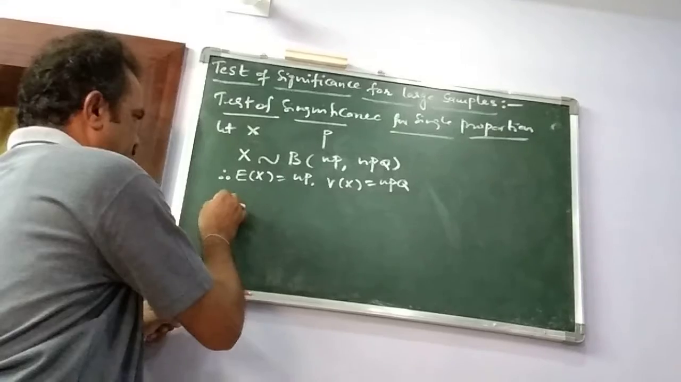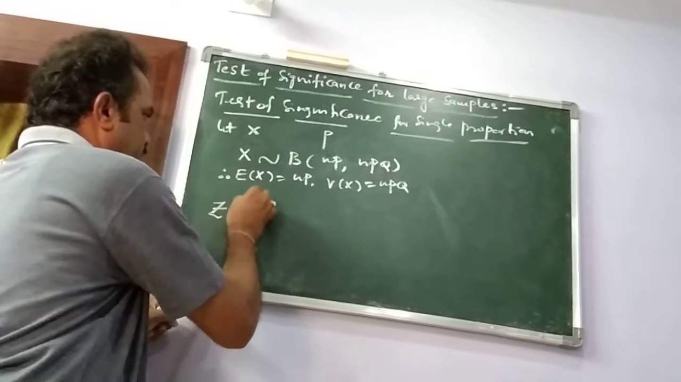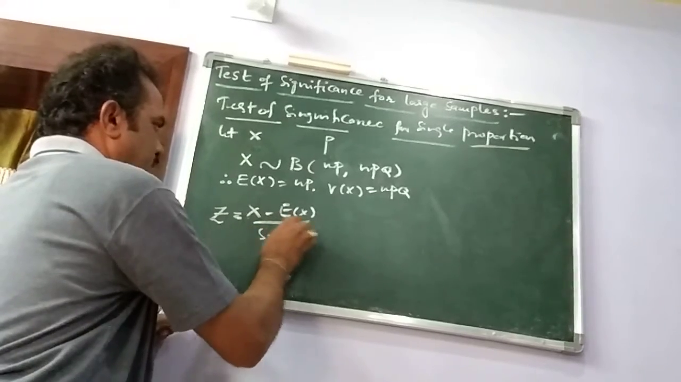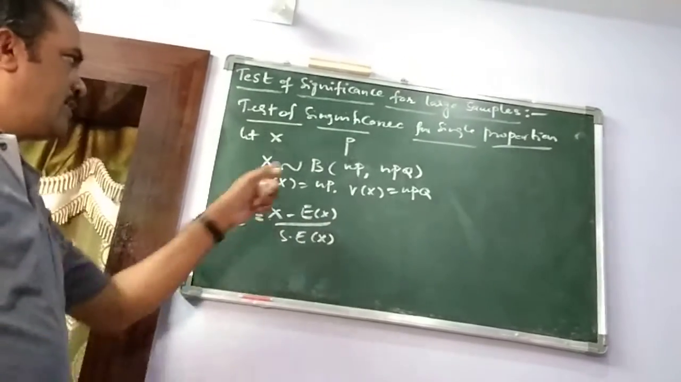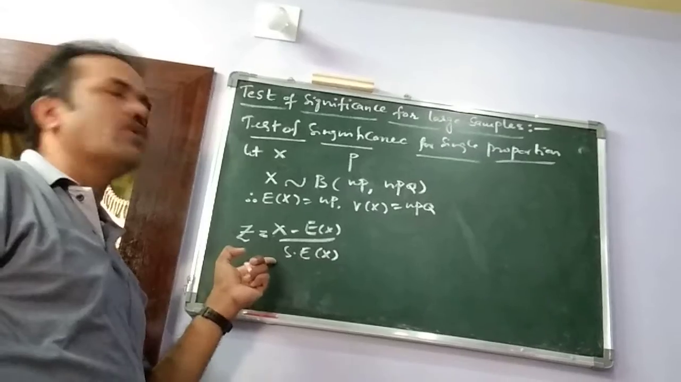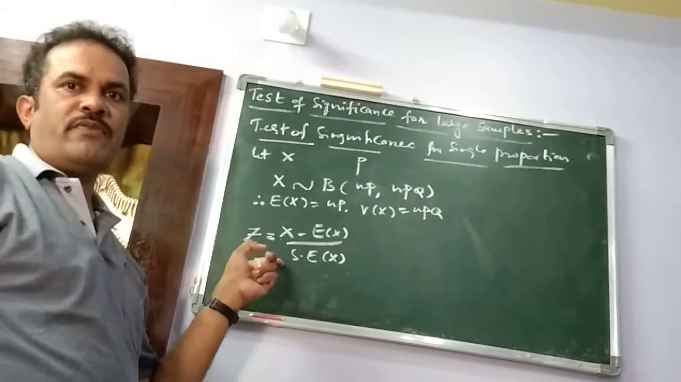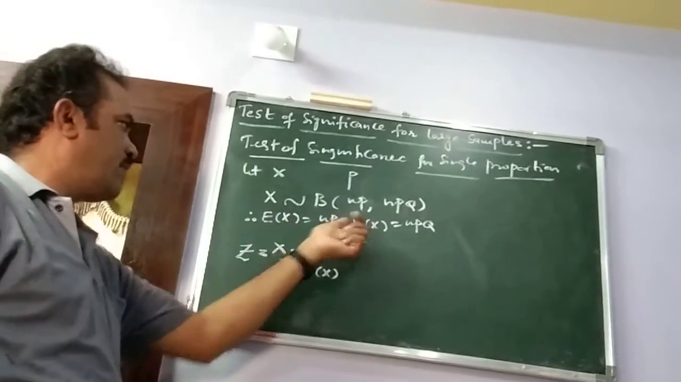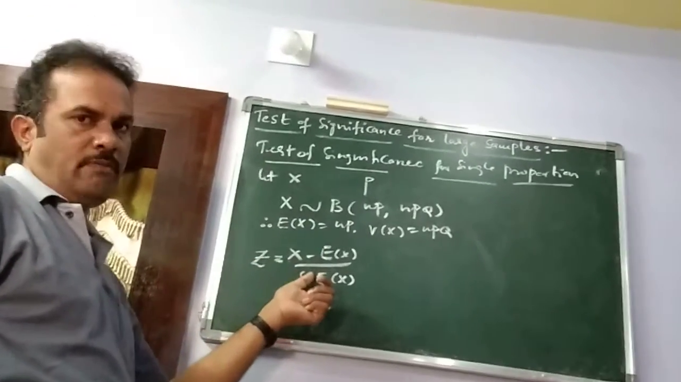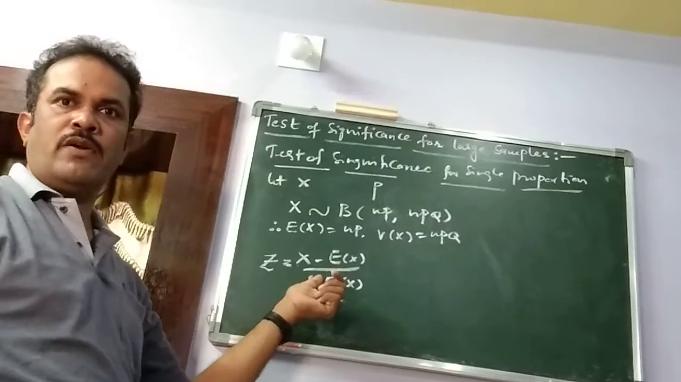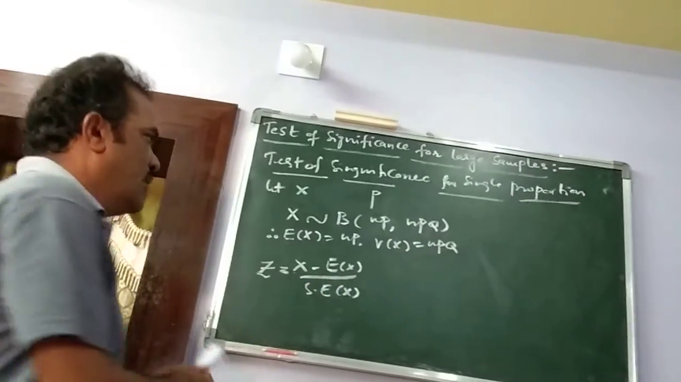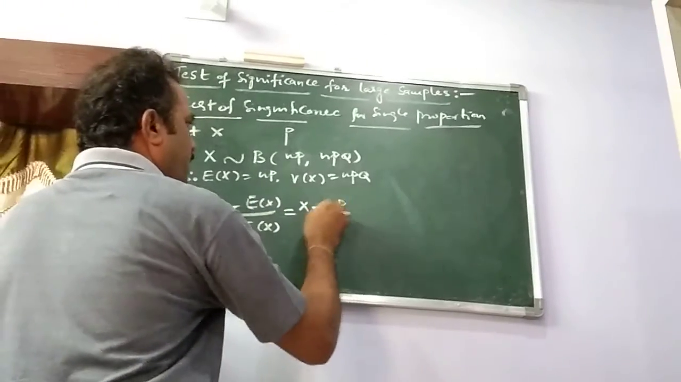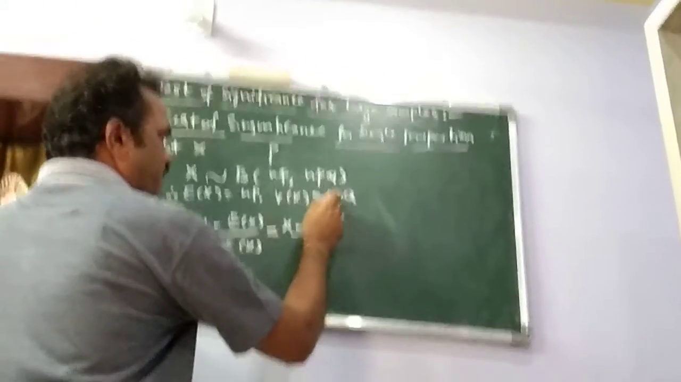We know the test statistic formula: Z is equal to X minus expectation of X divided by the standard error of X. So we apply the binomial distribution information. We know that for large values of n, the binomial distribution tends to the normal distribution, so we have the right to apply this. So Z equals X minus expectation of X, which is NP, divided by the standard deviation, where the variance of X is NPQ.